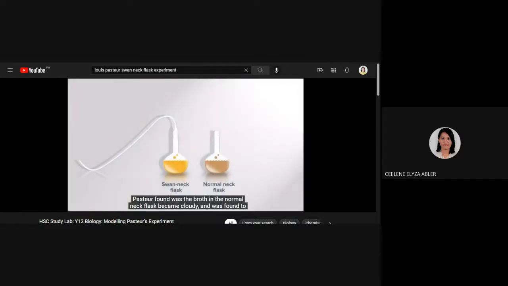Then he allowed the flasks with the sterile broth to sit undisturbed. Pasteur found that the broth in the normal neck flask became cloudy and was found to contain microbes such as bacteria and mold. The broth in the swan neck flask did not change, as particles in the air were prevented from landing on the broth due to the shape of the flask neck. This showed that microbes don't appear due to spontaneous generation. Instead, they entered the flask with the air on dust and other particles and multiplied in the broth.